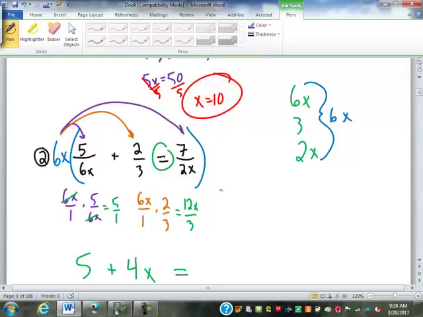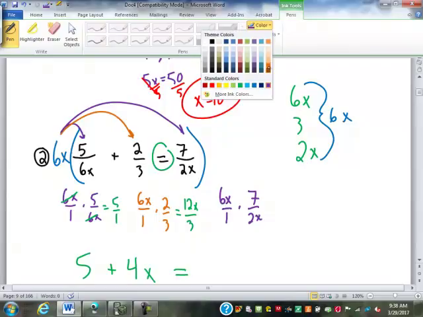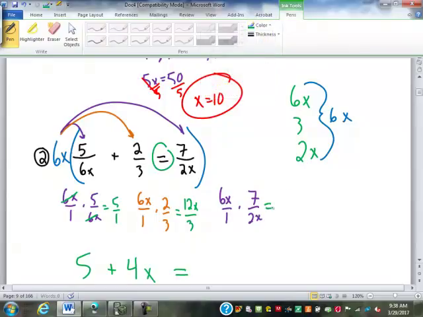6x times 7 over 2x. So 6x over 1 times 7 over 2x. And here again, I think it might be easiest just to multiply it out. 6x times 7 is 42x. 1 times 2x is 2x. So the x's divide out, and 42 divided by 2 is 21.